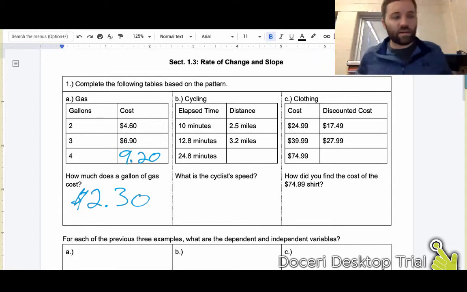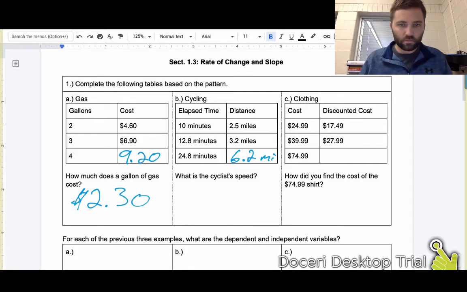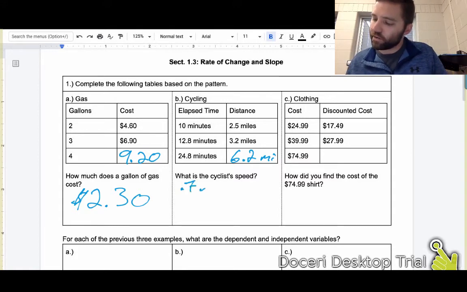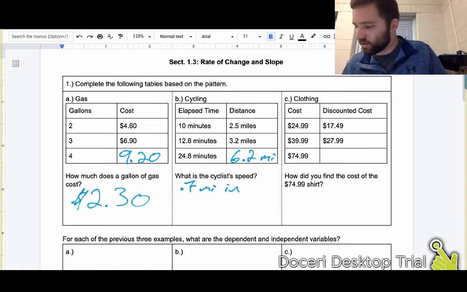The elapsed time here on the left, distance on the right. If you work this one out, you should have gotten that 6.2 miles is how far this person can go in 24.8 minutes. What is the cyclist's speed? Well, the cyclist can go 0.7 miles in 2.8 minutes.